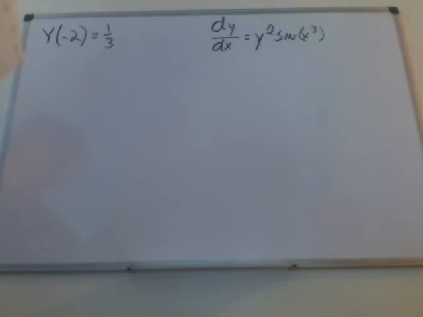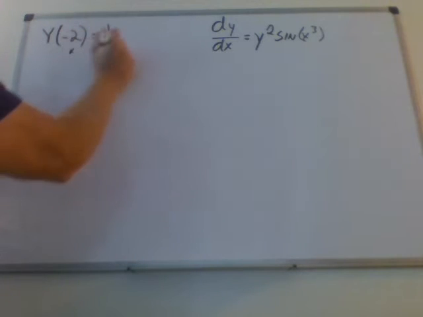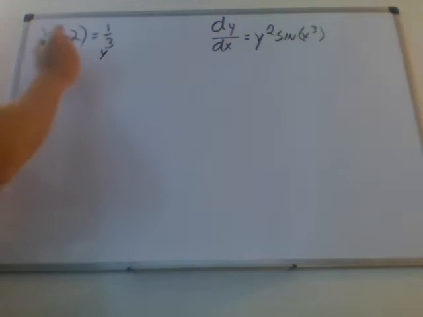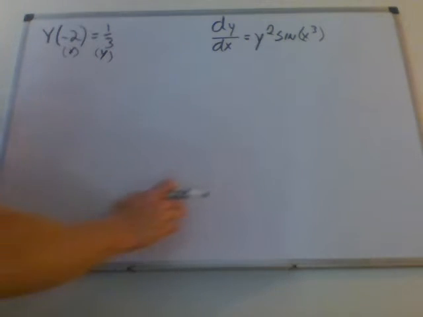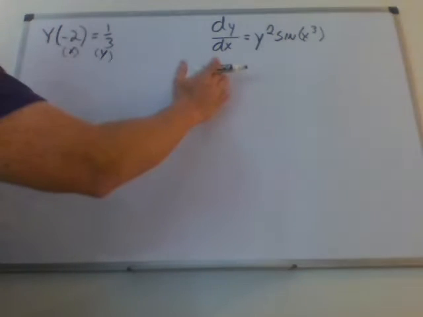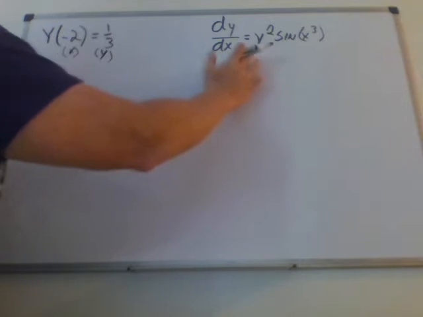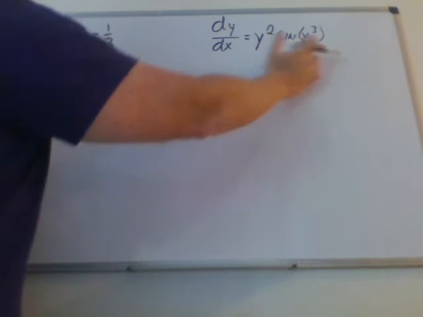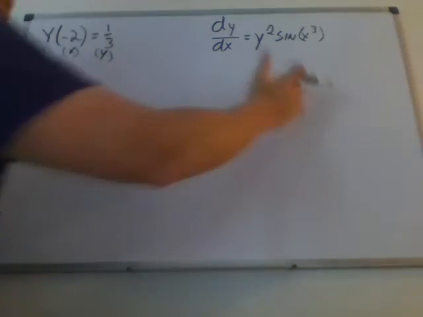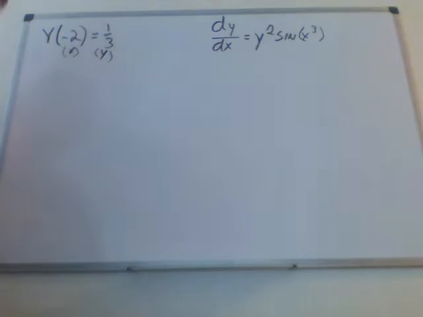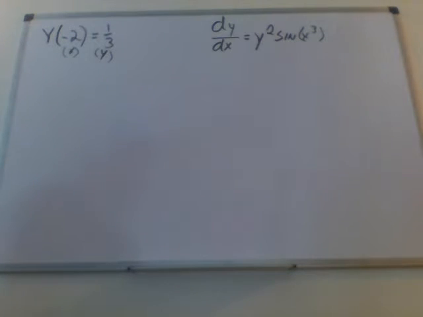Please show all work. So what the question provides is, first off, that y at -2 equals 1/3, which would be x and y, just to let you know. And then over here, they provide the differential equation dy over dx equals y squared sine of x cubed. I also prefer to put parentheses around x cubed so I don't get my variables mixed up when I'm using sine or cosine or anything trig.